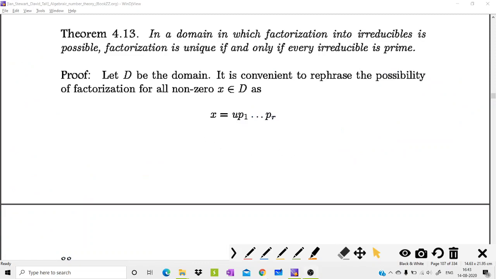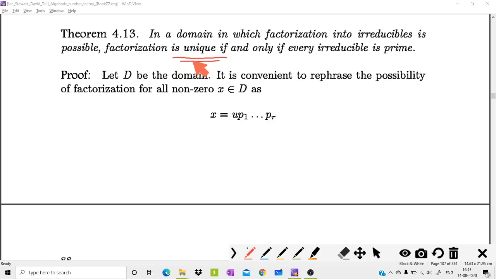Next is a theorem, theorem 4.13. In every domain in which factorization into irreducibles is possible, that means we are considering only the integral domains in which factorization into irreducibles is possible, in those domains we have this result: factorization is unique if and only if every irreducible is a prime. So this is the characterization for unique factorization.